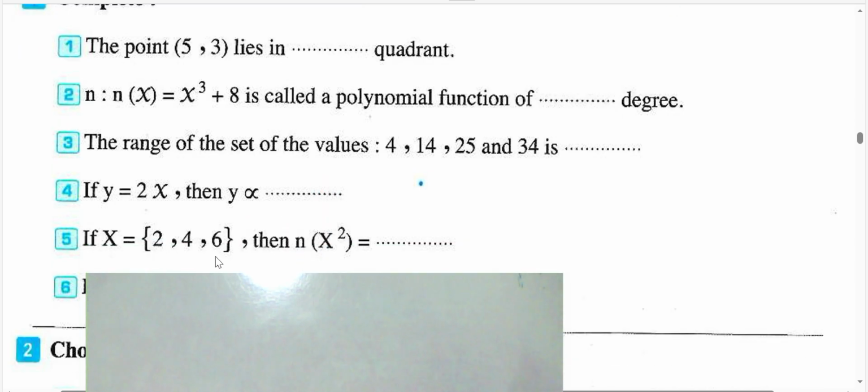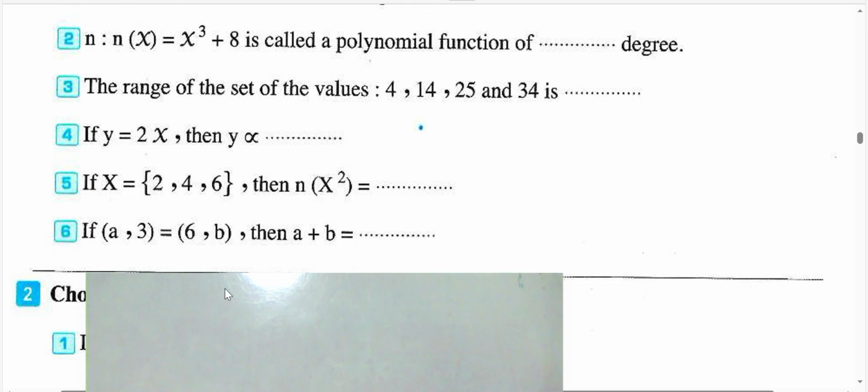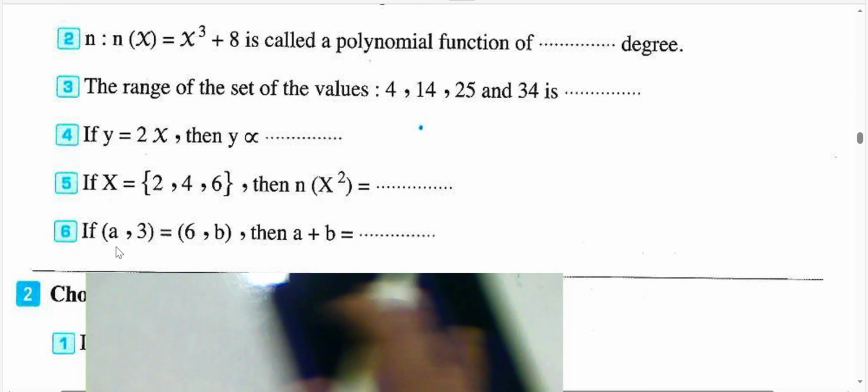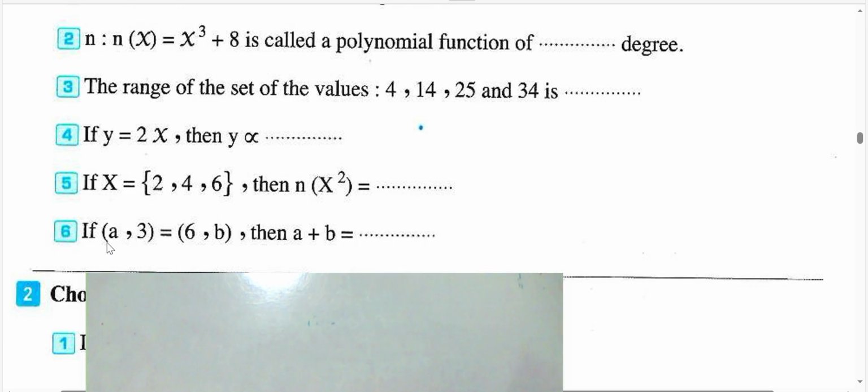We have 3 elements in x. The number of elements of the Cartesian product x by x is 3 squared, which is 9. The answer here will be 9. Given a and 3 equals 6 and b, then the value of a equals 6, and the value of b will be 3. So a plus b equals 3 plus 6, which is 9. The value here will be 9.